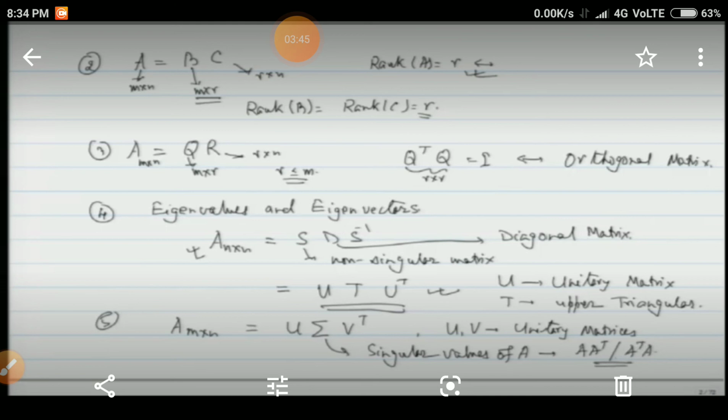And the last method we are going to come across: A is an m by n matrix, which is equal to U into sigma V transpose. This sigma holds the singular values of A, that is, of A into A transpose, or we can also represent that as A transpose into A. Here U and V are unitary matrices. These are the different methods that we are going to learn in this particular module.